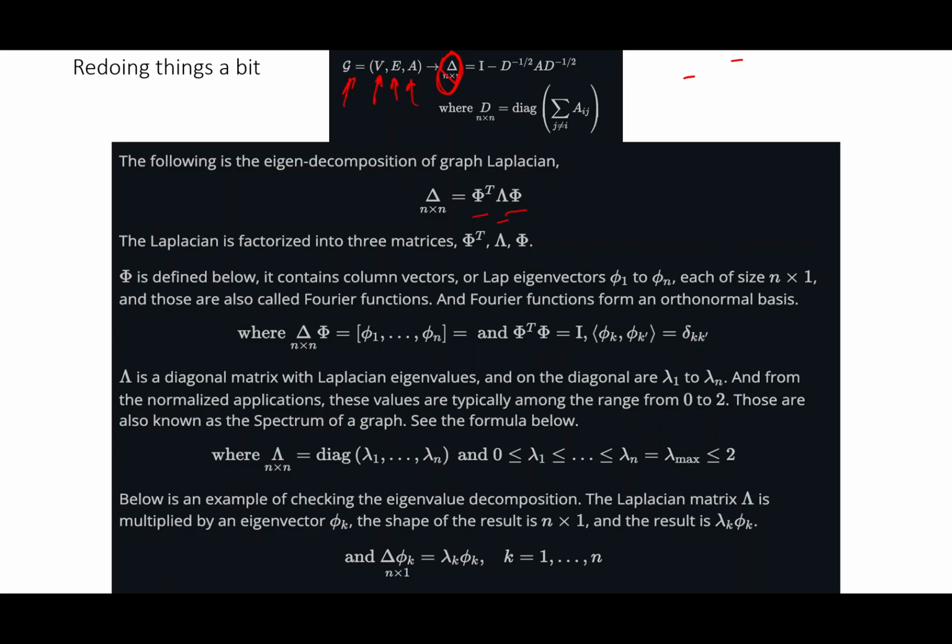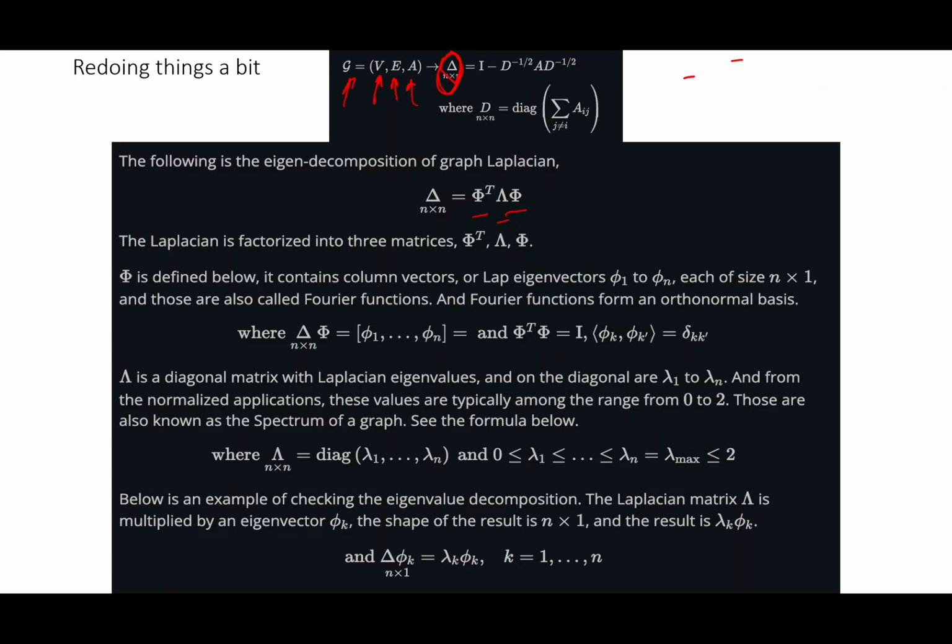And what is capital phi transpose? Capital phi is just the columns phi 1, phi 2, and phi 3. Basically it's just all of the eigenvectors arranged in columns. That's what capital phi is. And lambda is a diagonal matrix with the Laplacian eigenvalues.